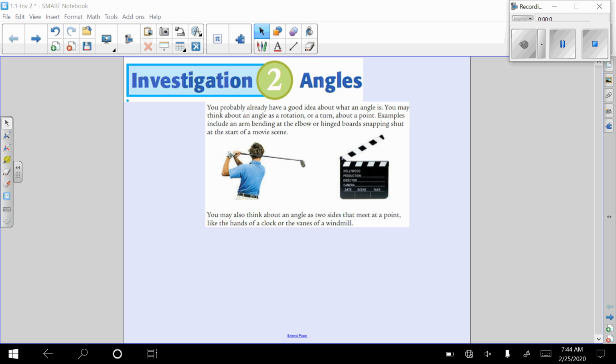Let's talk about angles. You probably have a good idea about angles. You may think more about an angle as a rotation or a turn about a point. Examples include an arm bending at the elbow or hinged boards snapping shut at the start of a movie scene. You may also think about angles as two sides that meet at a point, like the hands of a clock or the vanes of a windmill.